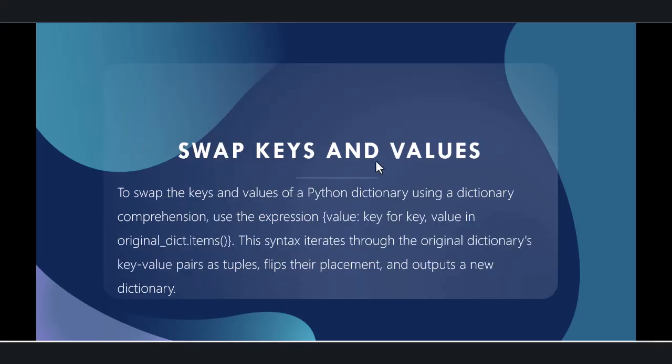Now let's see how to swap keys and values. To swap keys and values of a Python dictionary using dictionary comprehension, use the expression value key for key value in original dictionary dot items.